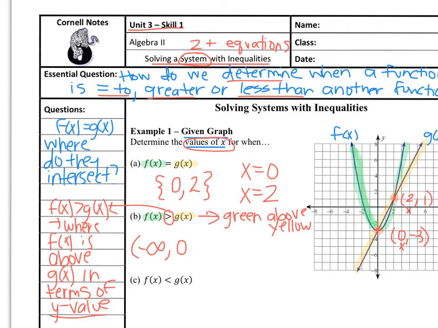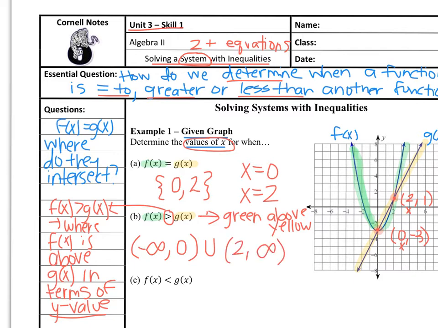And then parenthesis, not including that value. And then union, because there's another set that we have to put in there, from here up is at the x value of 2 to positive infinity. So now we're going to go ahead and write it union as positive 2 to positive infinity.